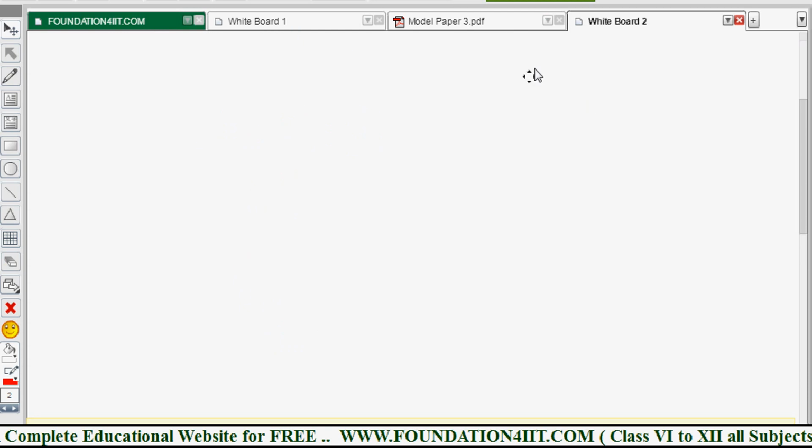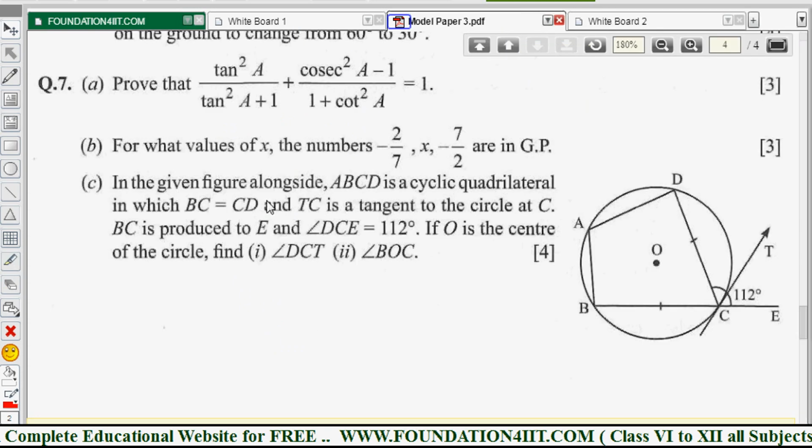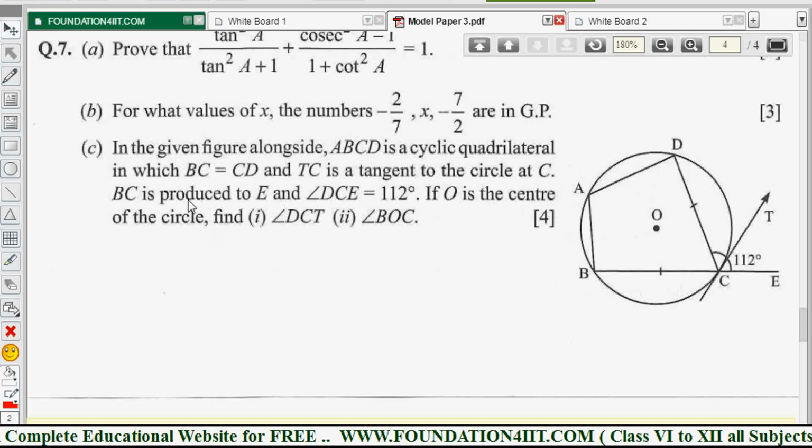And let's see the next one. Okay, this is a cyclic quadrilateral problem. In the given figure, ABCD is a cyclic quadrilateral, and you should know the properties in which BC is equal to CD. BC and CD are the same, and TC is a tangent to the circle at C. TC is tangent, and this one is a chord. DCE, angle DCE is 112 degrees.